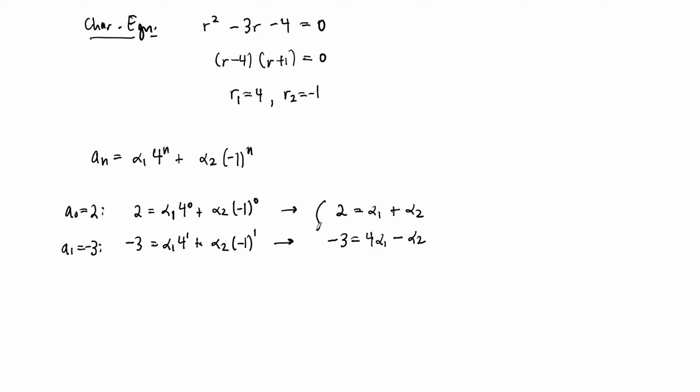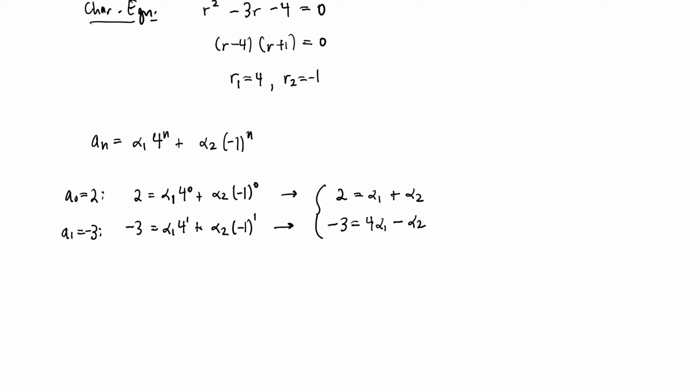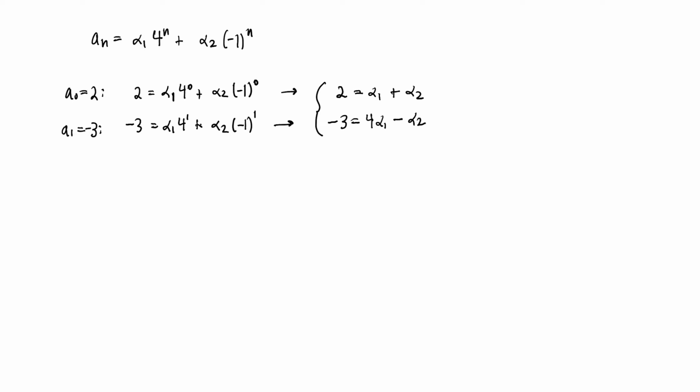And now we have a system of two equations and two unknowns. There are many ways to solve this one. This one is lined up pretty straightforwardly to be done by what we call the elimination method. Just add up the two equations. When we do this, on the left-hand side we're left with negative 1. On the right-hand side we have 5 alpha 1. The alpha 2's cancel. And so this tells us straightforwardly that alpha 1 should equal negative 1/5.